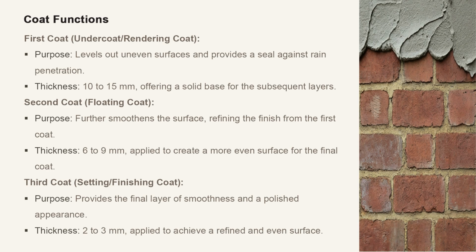So, the first coat, known as the undercoat or rendering coat, serves to level uneven surfaces and seal the wall against rain penetration. It is thicker, ranging from 10 to 15 mm, providing a solid foundation for subsequent layers. The second coat, called the floating coat, further smoothens the surface, usually applied at a thickness of 6 to 9 mm. Finally, the third coat, known as the setting or finishing coat, adds the final touch of smoothness with a thin layer, typically 2 to 3 mm thick.